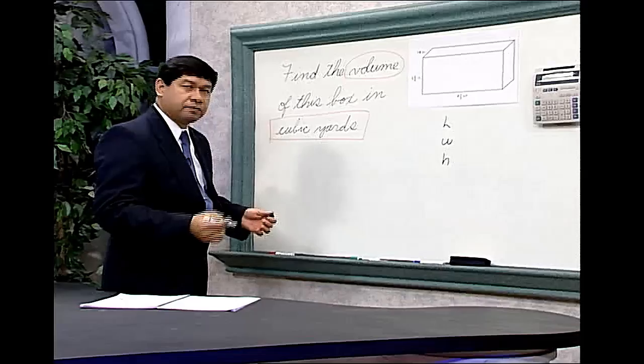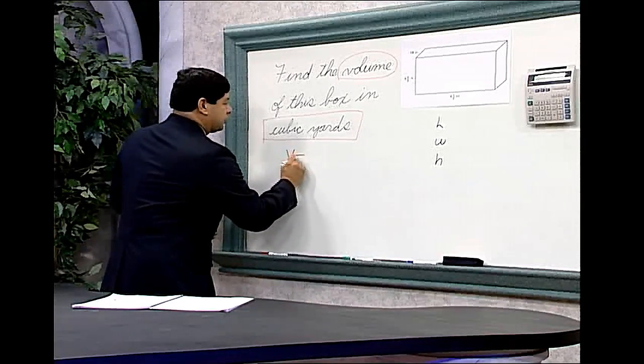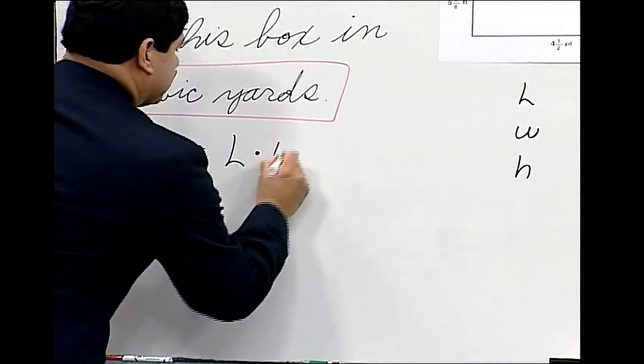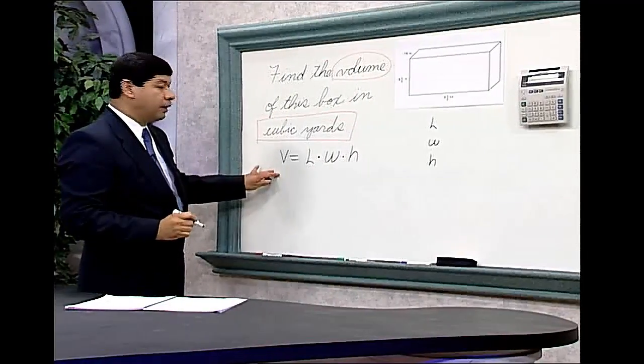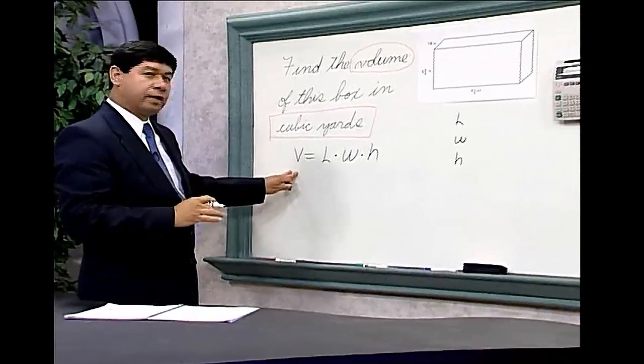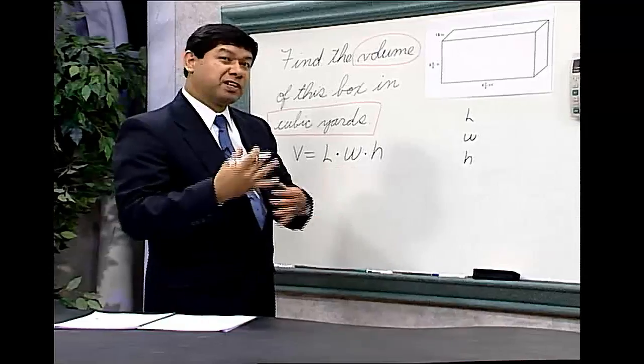How do we find the volume of something? We know how to do that. To find the volume of a box, the volume is equal to the length times the width times the height. Okay, that we know. And that's the hard part of this problem. If you know that, the rest is a piece of cake. Okay, let us now do some converting.